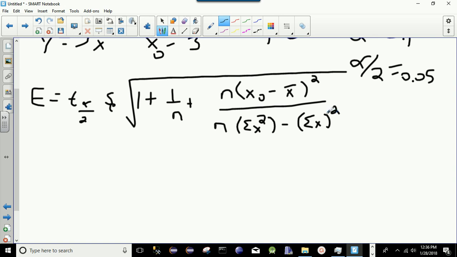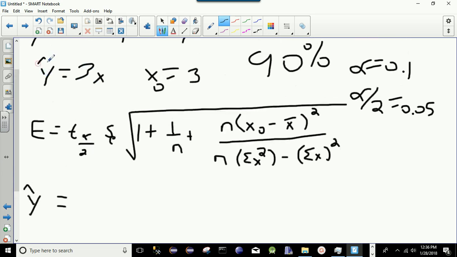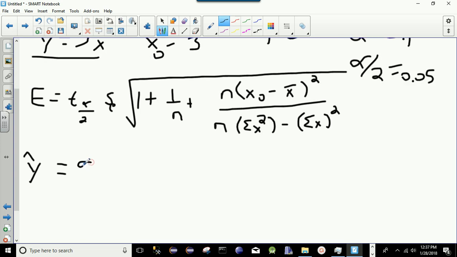And so we need y hat, right? Our y hat, of course, comes from plugging x naught into your regression equation. So y hat is 9. Okay, so n is 4.